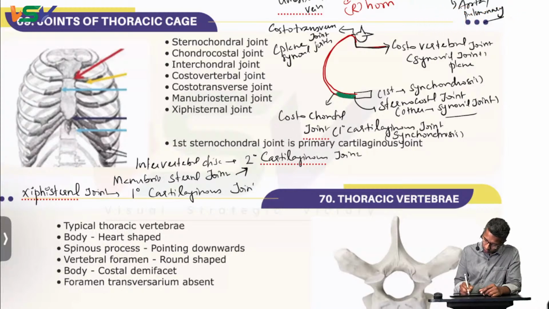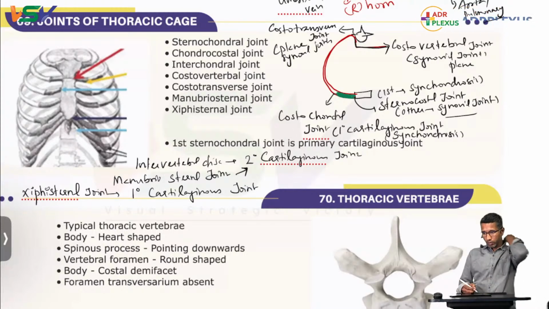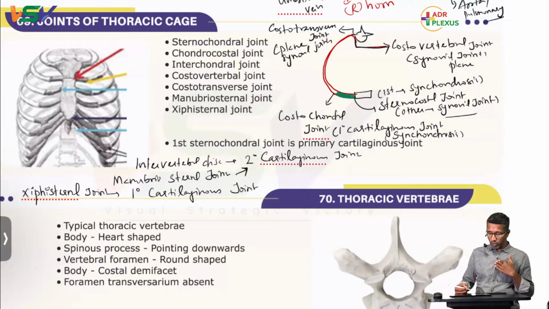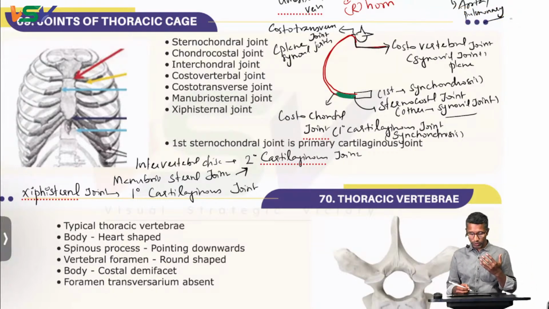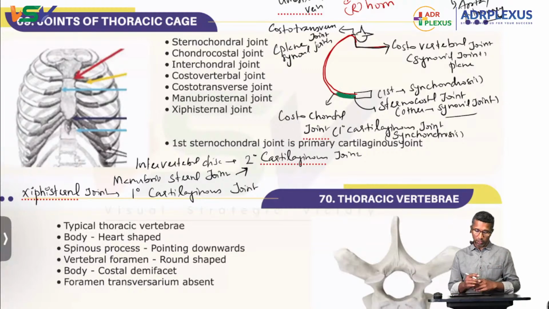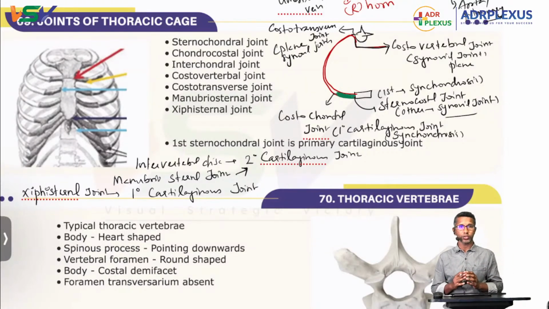So many joints are involved here again. The intervertebral disc between the vertebrae is a secondary cartilaginous joint. The joint between the manubrium and the body of the sternum is a secondary cartilaginous joint. And the one between the xiphisternum and the body of the sternum is a primary cartilaginous joint. All are potential MCQ areas.